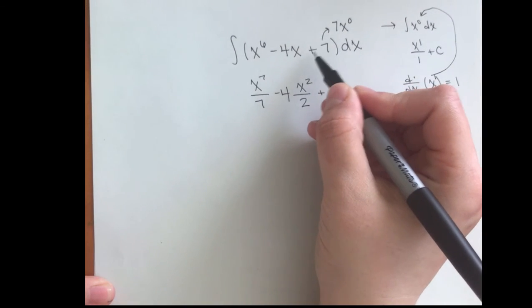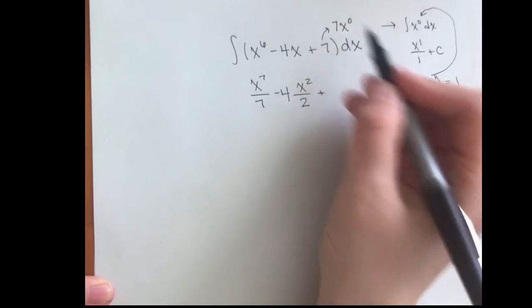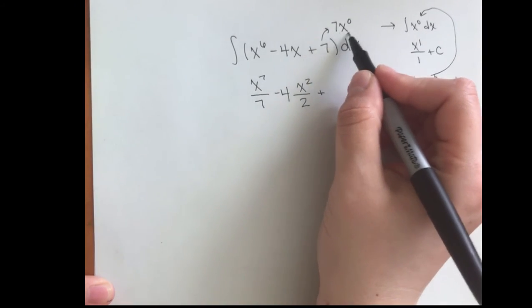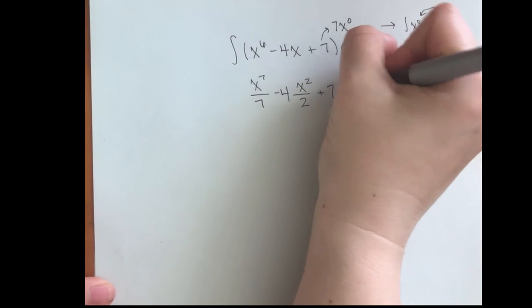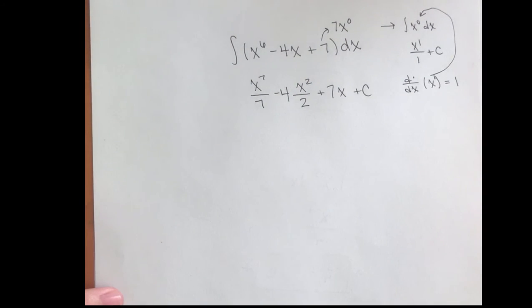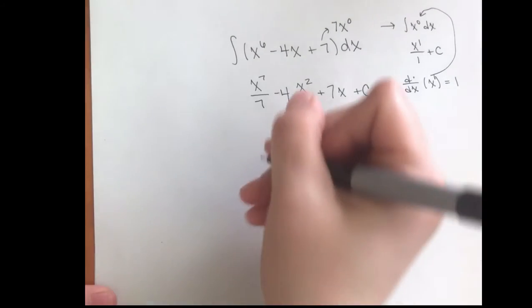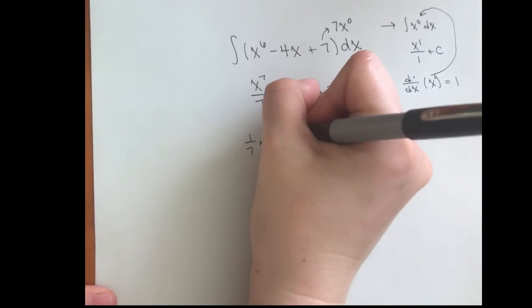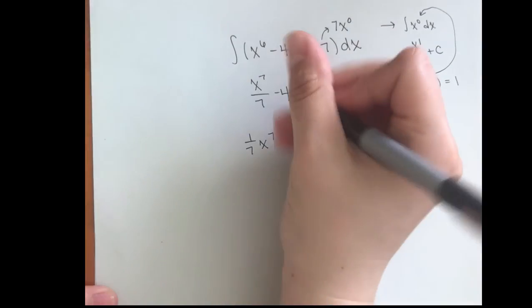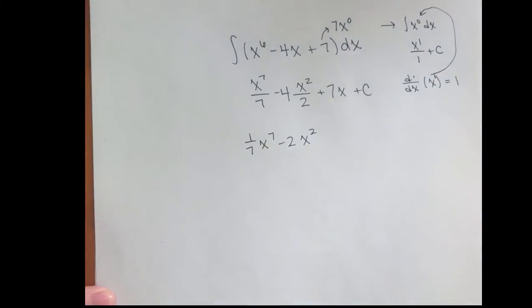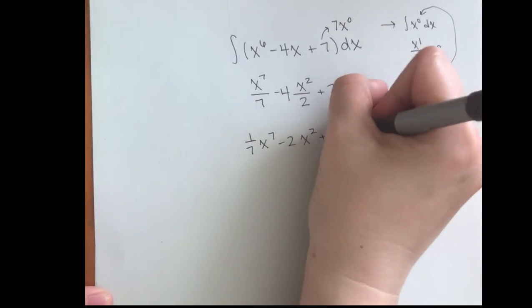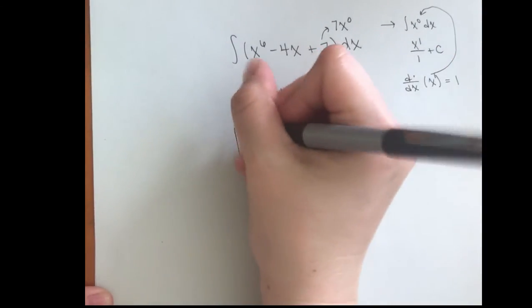So the antiderivative of 7, or 7x to the 0, which you don't have to rewrite, but maybe think about it that way in your head, will be 7x. And then, of course, adding my constant of integration. Last step is to always clean up. 1/7 x to the 7. Negative 4 divided by 2 will give me a negative 2x squared plus 7x plus c.